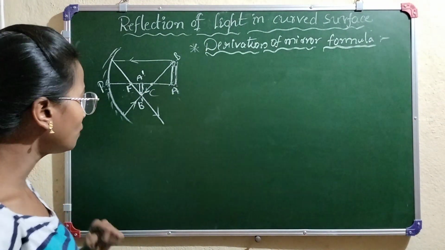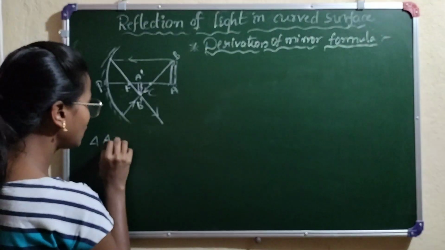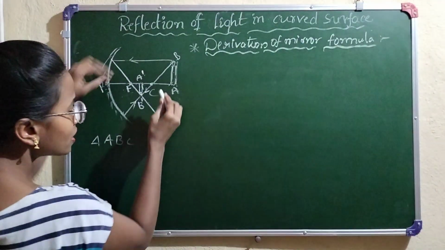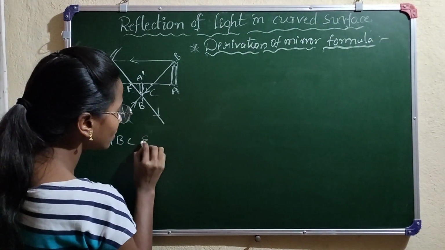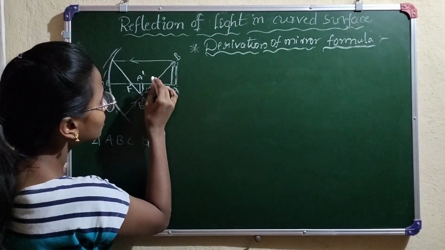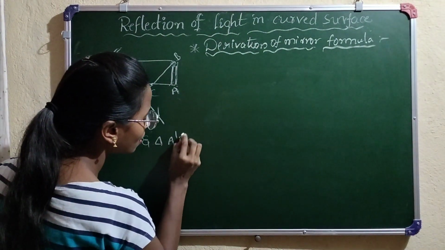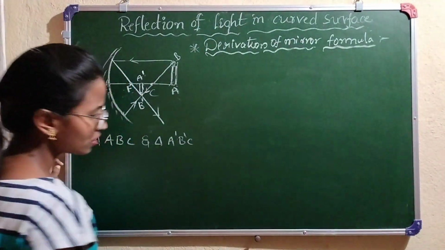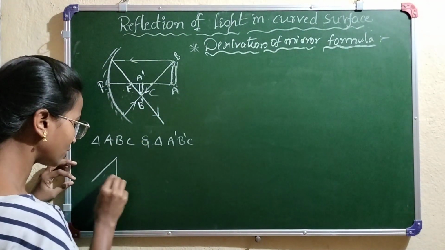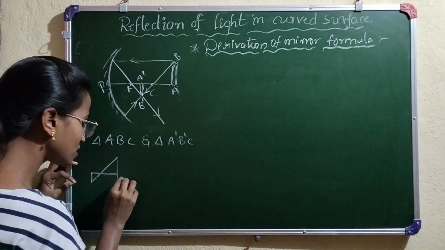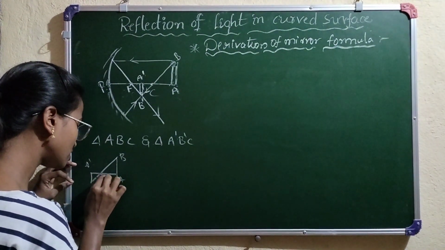Now if you observe triangle ABC, this triangle, and triangle A dash, B dash, C. These two triangles, if you observe, will look like this. This is A, B, A dash, B dash, and this is C, like this only.